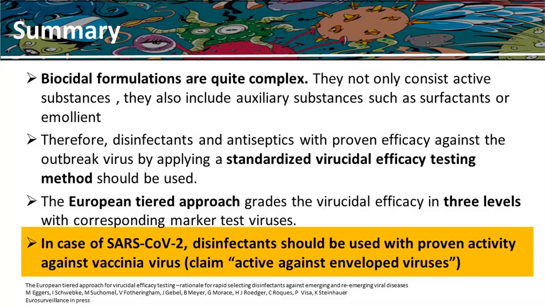And this European tiered approach will be published soon in Eurosurveillance. It's in press, and that is from our WG1 and WG5 working groups. It's from all European countries, one expert from Austria, from Italy, from the UK, from Germany, of course, from France, Spain. So all of them wrote this paper together with me and developed this kind of rationale for testing. And I'm very, very happy to have this, as a virologist, especially in such a pandemic situation.